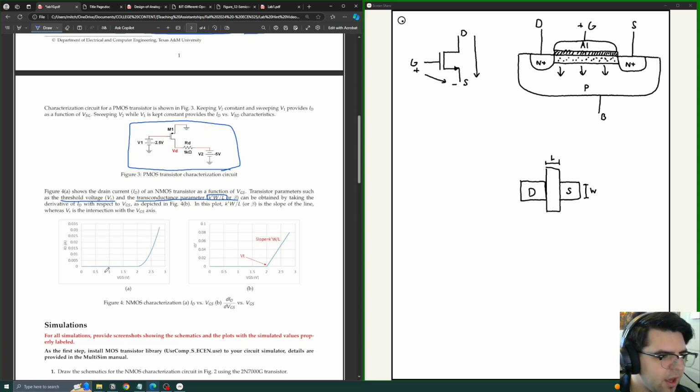And then what we like to do is take the derivative of that in Excel. So if you just take the point-wise derivative, doing rise over run between each point in Excel, then you can get this sort of derivative curve, where you'll find that the point where the derivative begins to rise is the threshold voltage. And then the slope of this curve is what gives you the transconductance parameter right here.